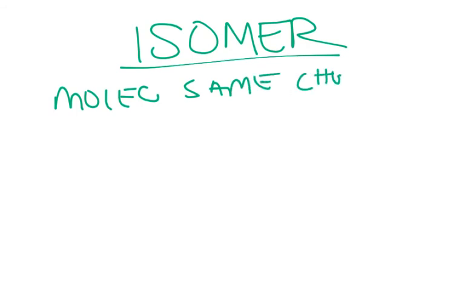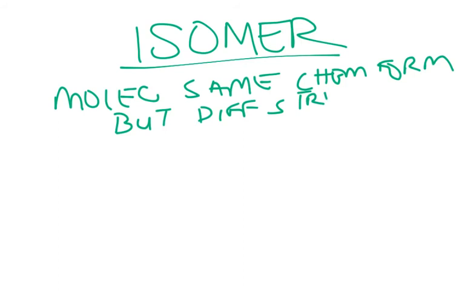Okay? Iso means same. If you ever see iso, it means same. So an isomer, this is pretty cool. It's a molecule with the same chemical formula. Okay, so same chemical formula, but a different structure. So it's literally got the exact same pieces, but it's totally put together differently.